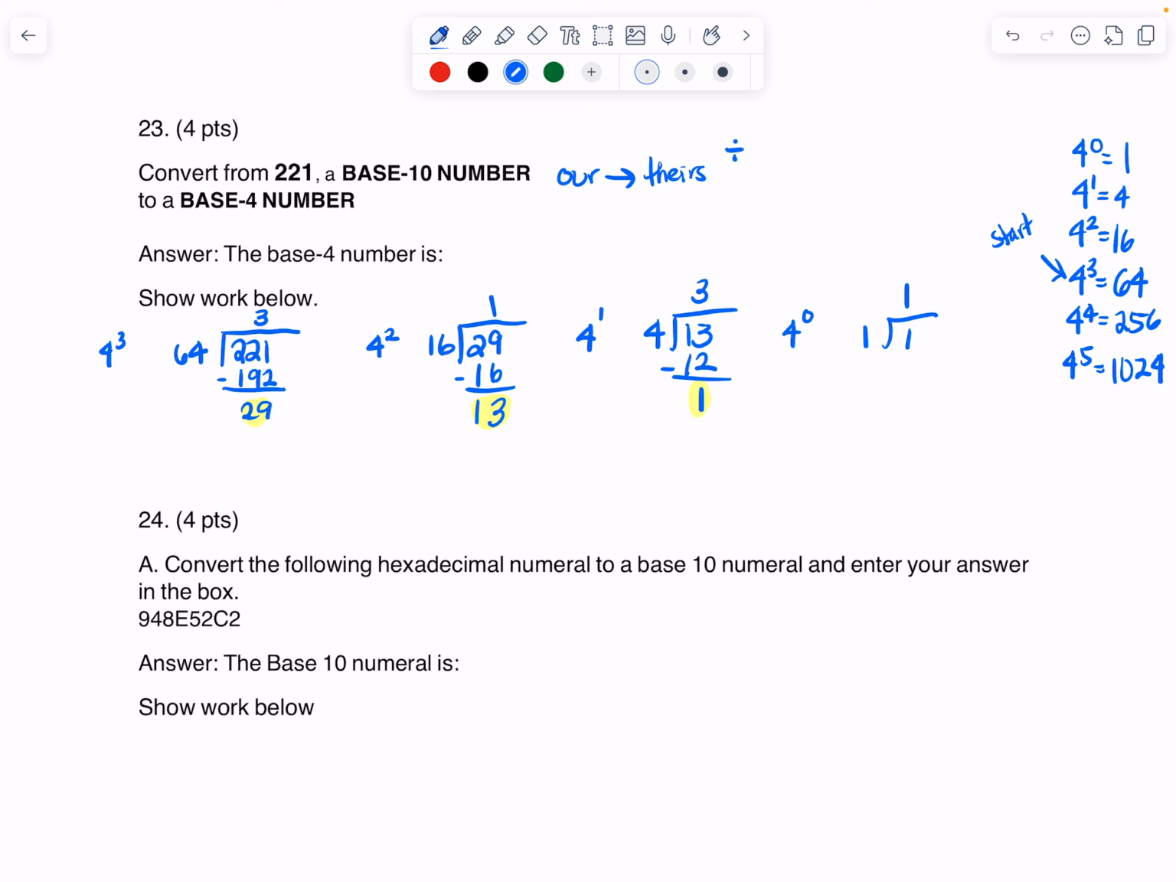So the answer is going to be 3131. I grabbed these numbers up here. That's what I'm writing out. Base 4. So you need that little subscript.